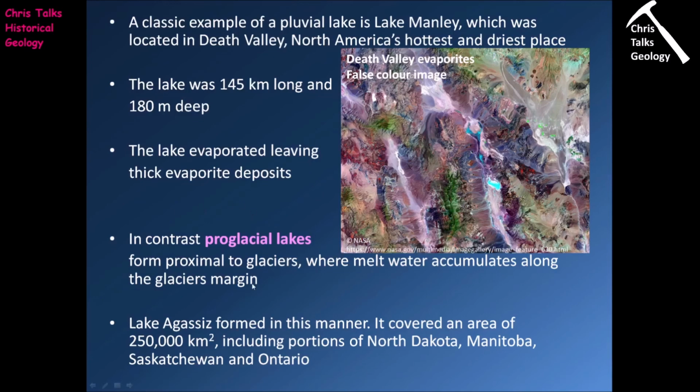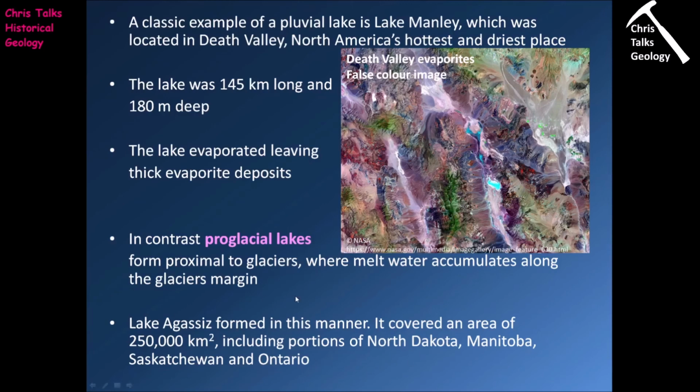Now, in contrast, we have another type of lake which are called proglacial lakes, and these form proximal to the glacier. So these form at the glacier edge, and they form where meltwater accumulates along the glacier's margin. And the accumulation of the water could be due to a moraine, which essentially forms a barrier stopping the water escaping. Or it could be due to the glacier itself, because remember, the glacier's weight is naturally going to cause the crust to warp downwards, creating a topographic low.